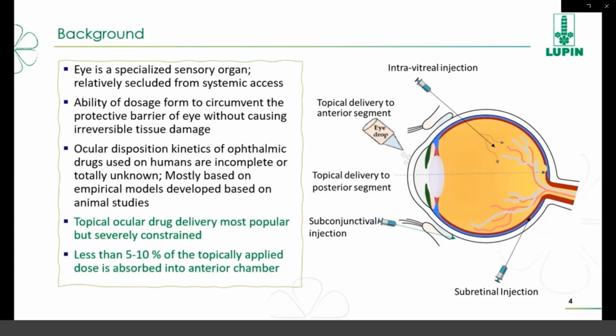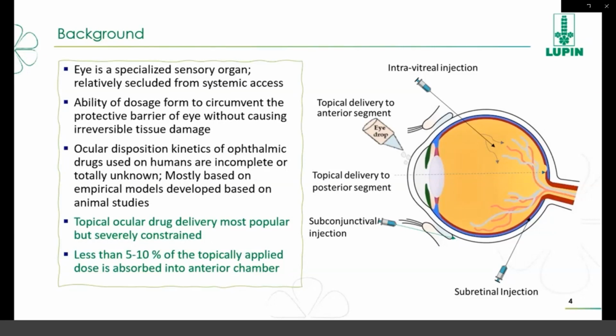Unlike other organs and routes of administration, where collecting biological fluids and tissue samples is relatively easy and therefore establishing the pharmacokinetics of the drug is possible, in case of the eye, obtaining live human eye tissue samples is impossible. For this reason, the ocular disposition kinetics of ophthalmic drugs used in humans is relatively incomplete and mostly based on empirical models developed from animal studies and in vitro studies.